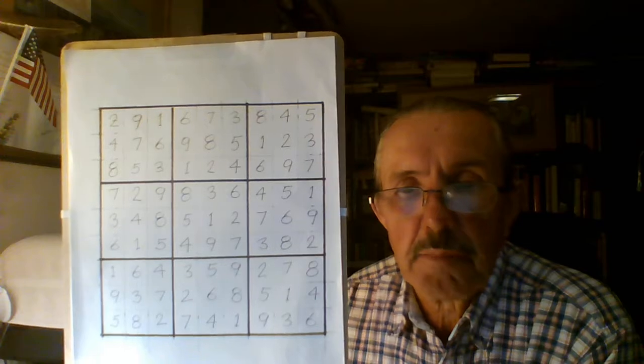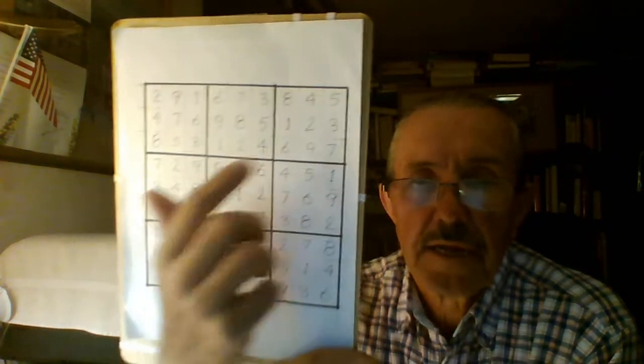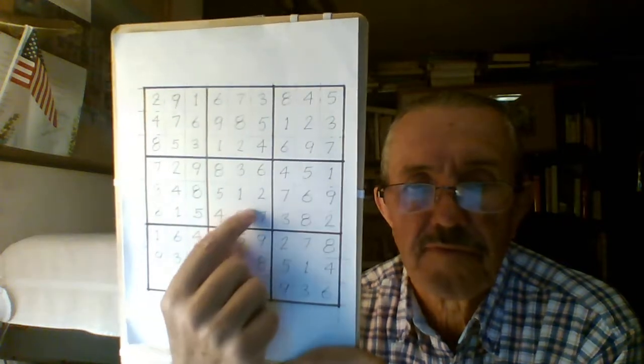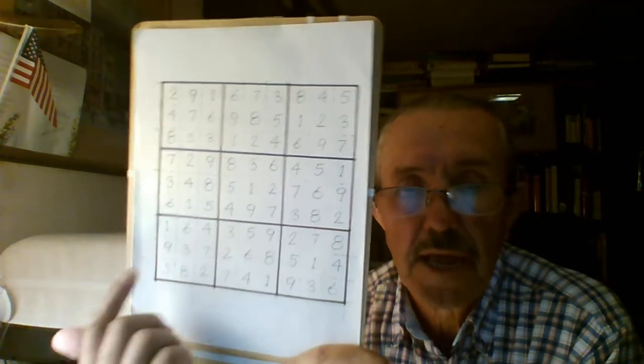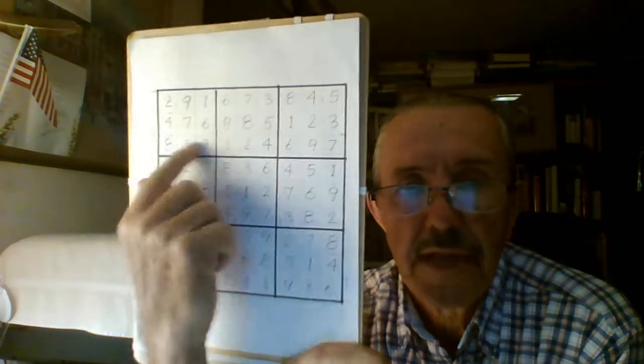I am a retired civil engineer and I would like to introduce you to Sudoku. Sudoku is a mathematical puzzle, and Sudoku has 9 squares, as you see, and 9 columns and 9 rows.